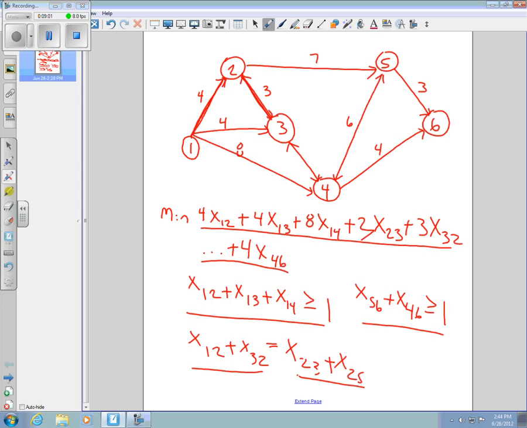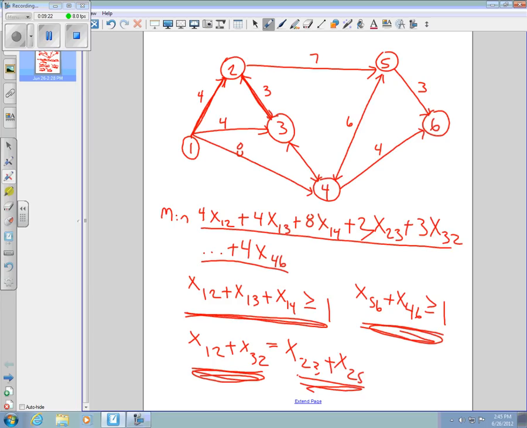And these constraints impose reality upon the problem. They say that, hey, somebody's got to leave, somebody's got to arrive, and you can't just arrive out of nowhere. If you leave from a node, you have to have come from somewhere. And that's what those constraints ensure. Okay, so that's the gist of a shortest route problem.